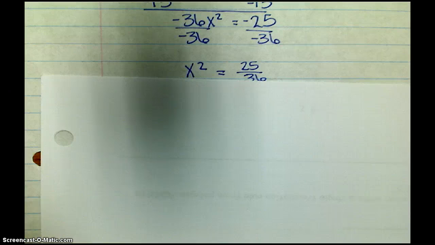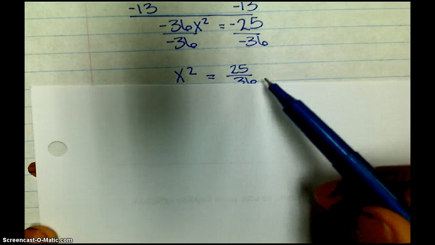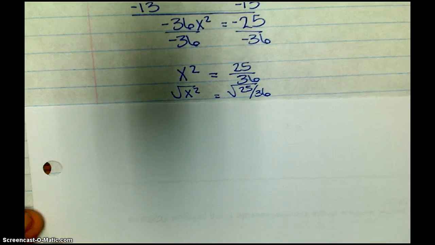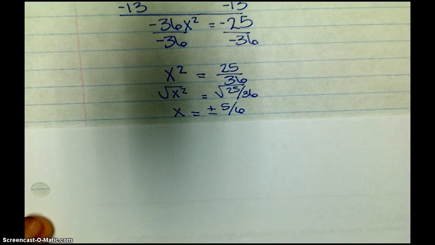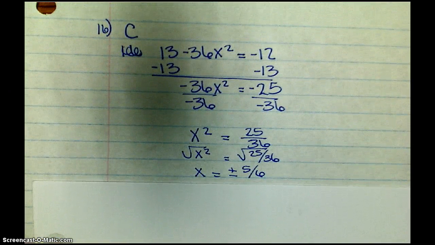I'm going to get x squared equals 25 over 36. Once again, I'm not simplifying because I recognize them as perfect squares. And then when I take the square root of both sides, I get x equals plus or minus 5/6. And so one of the options was positive 5/6, which is what C is.